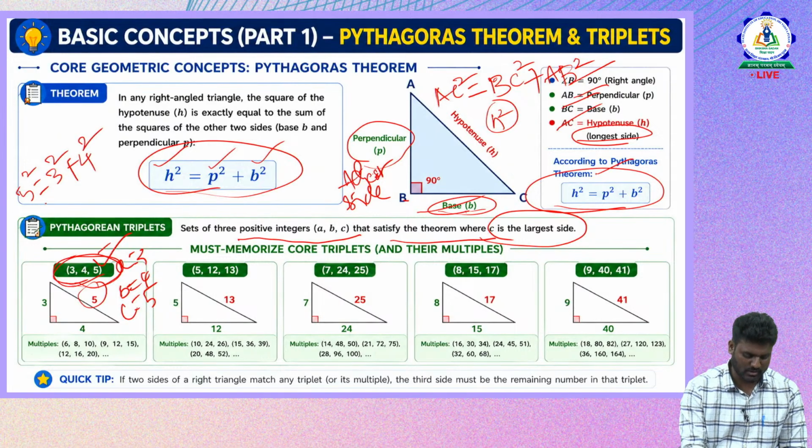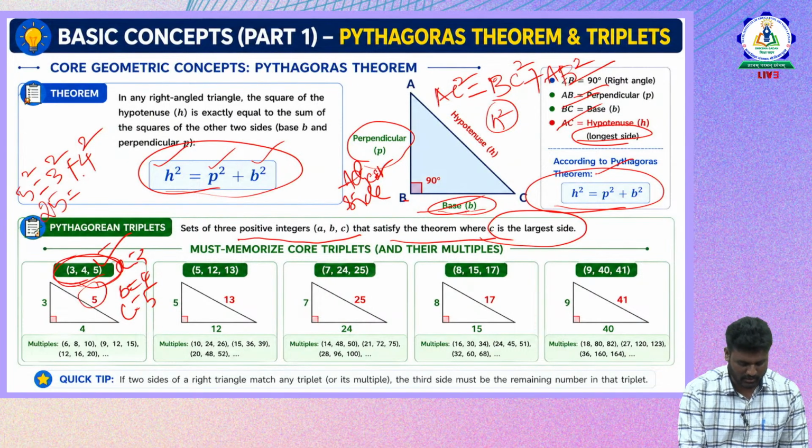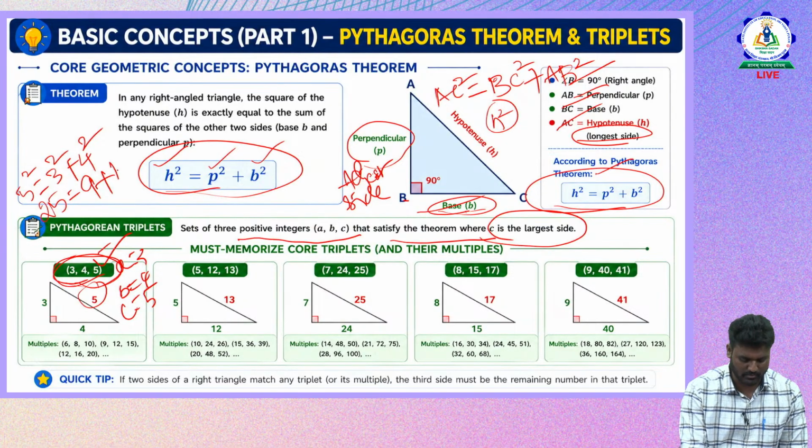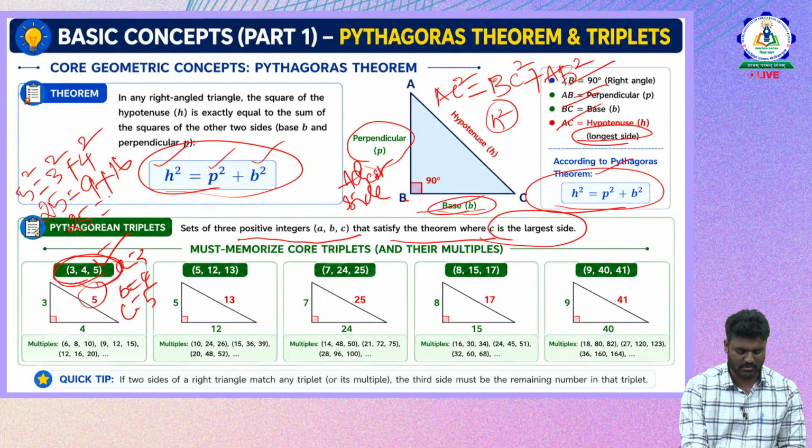Now 5 square means what is the value of 5 square? It is 25. So what is the value of 3 square again? 9. Okay, what is the value of 4 square? That means 4 into 4, it becomes 16. So 25 equals 9 plus 16, which is 25.